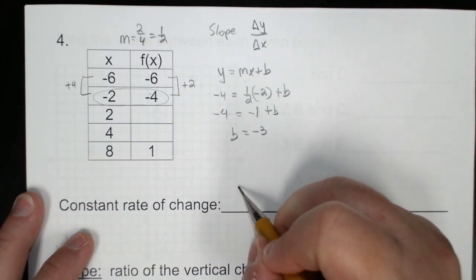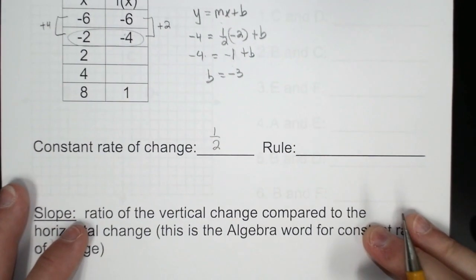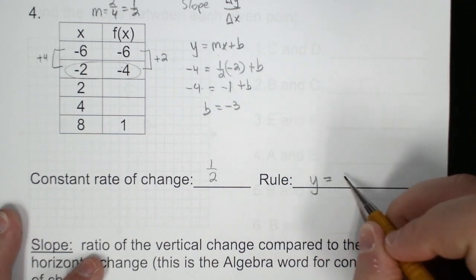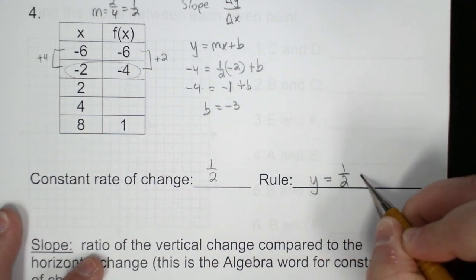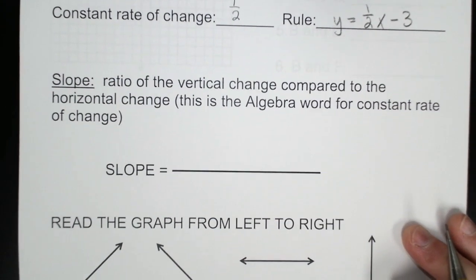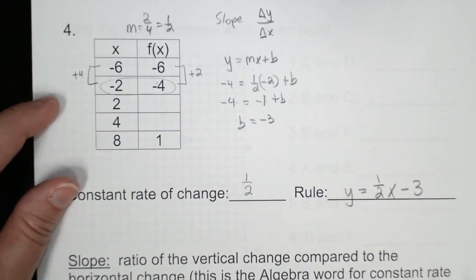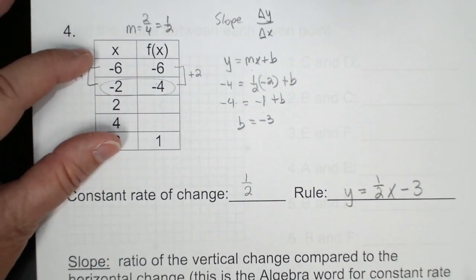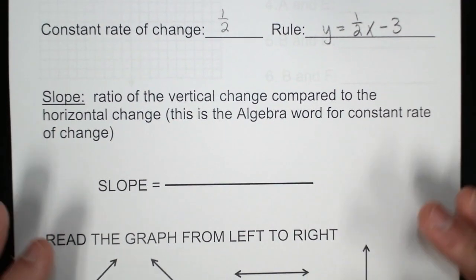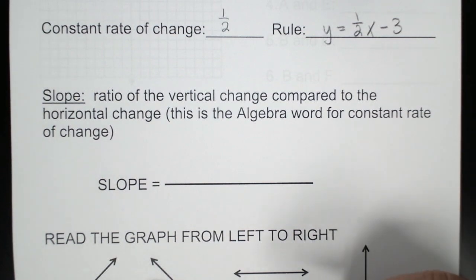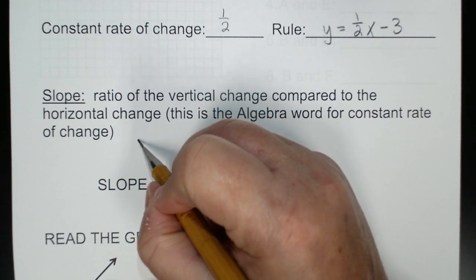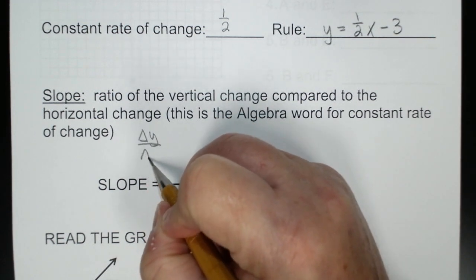I found my constant rate of change is 1/2. And I found my rule to be y equals, I found my m, and I found my b. So you can find slope from a table, and you can also find slope from 2 points. The ratio of the vertical change compared to the horizontal change is the name for constant rate of change. I had said it earlier as the change of y over the change of x.